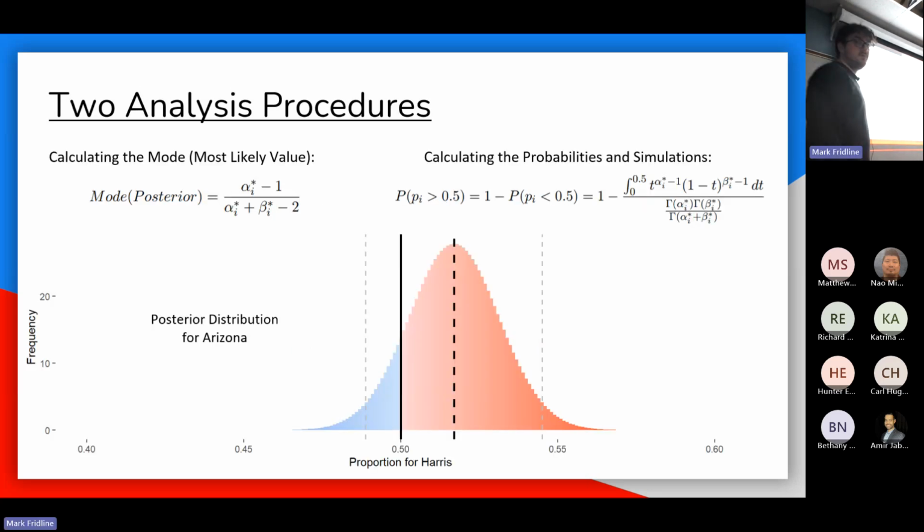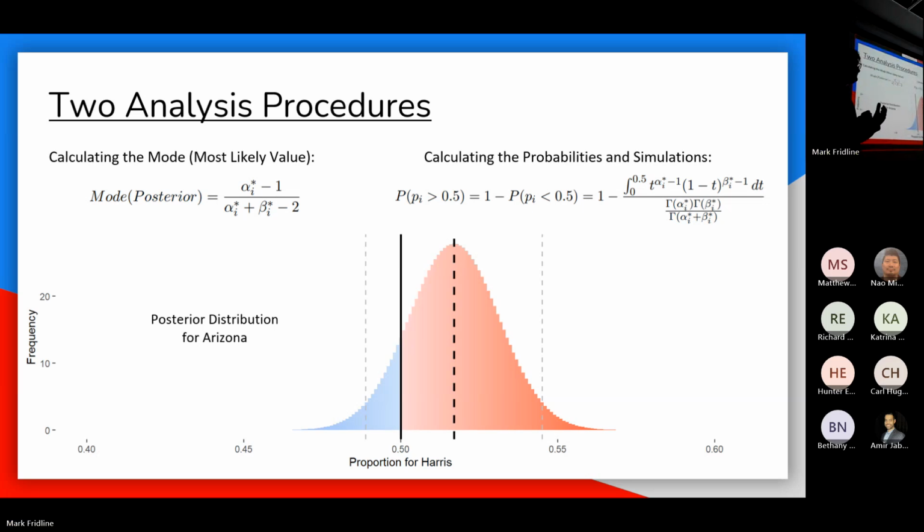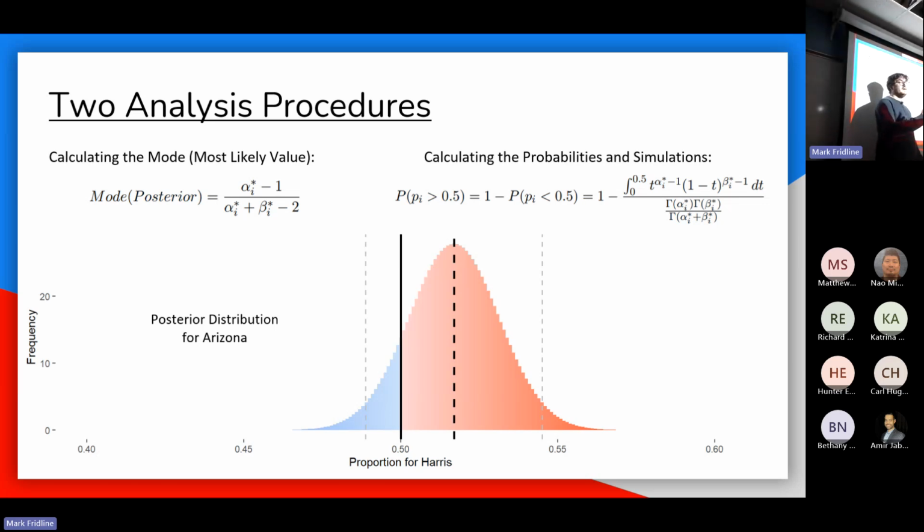So I decided to go with two separate analysis procedures. In one of them, I just calculate the mode, and that is going to be whatever value is most likely to happen. So for example, here we have the posterior distribution for Arizona. I highlighted the mode with a black dotted line. As we can see, it's just the peak of the distribution. So that would be the proportion of people who vote for Trump in Arizona that I think is most likely to happen, rather than what the model thinks.